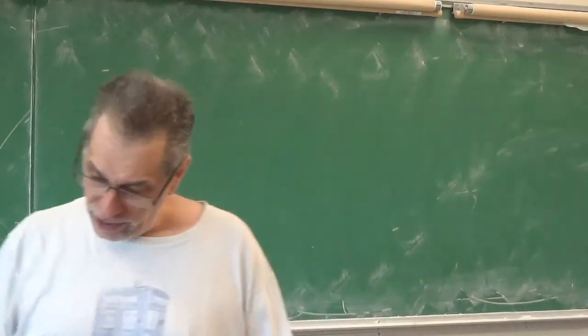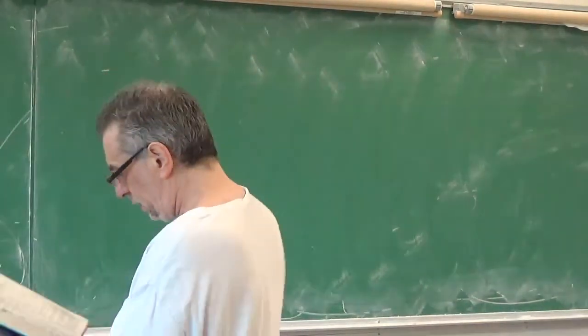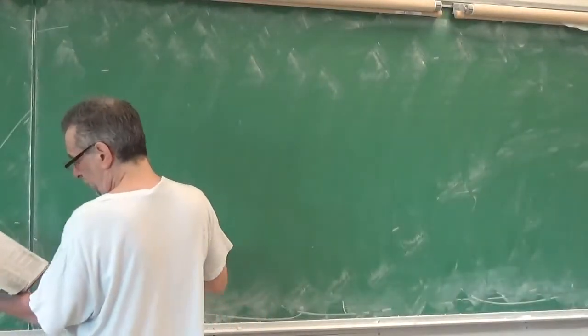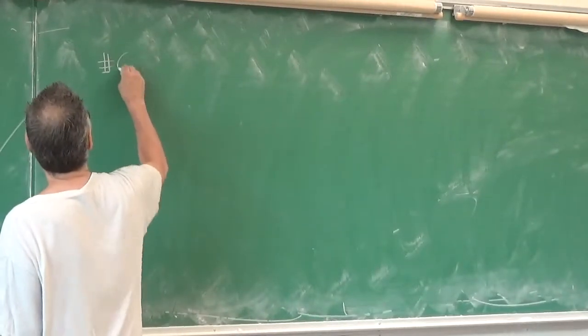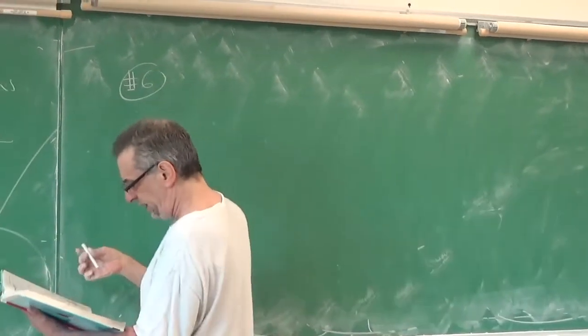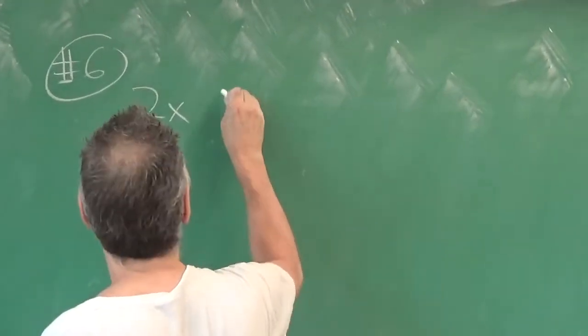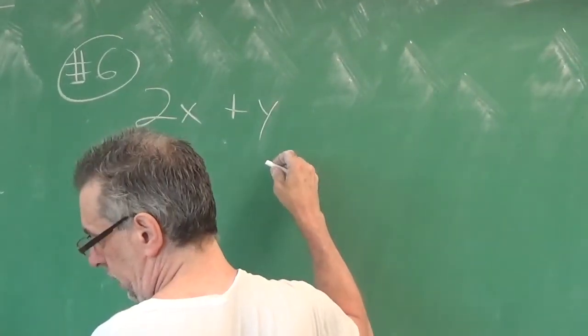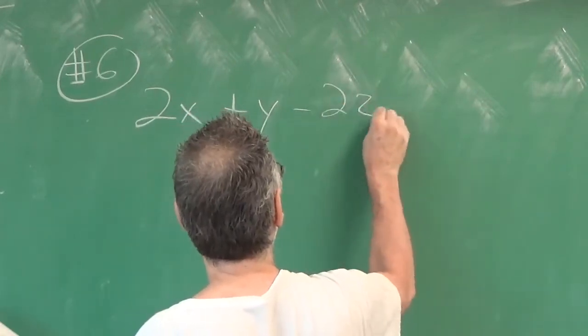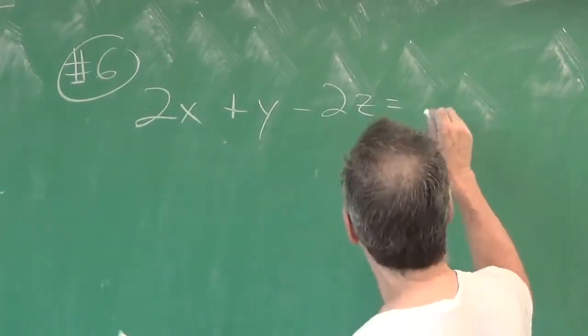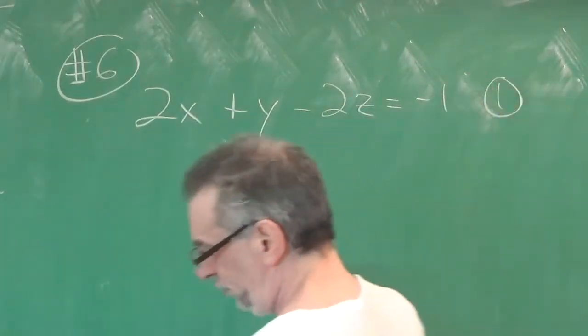We want to come up with a solution to systems here. So let's look at number 6. Oh, it feels different. It's way thinner. 2x plus y minus 2z is negative 1. That's equation 1.